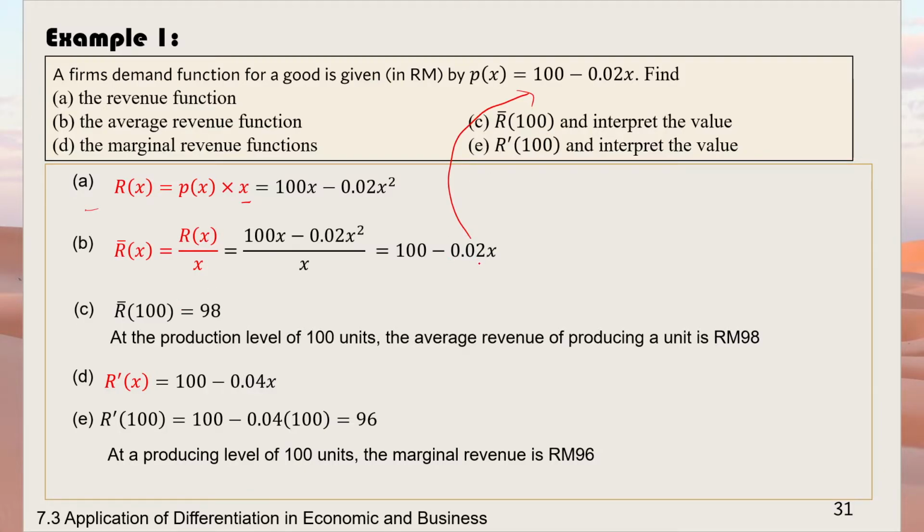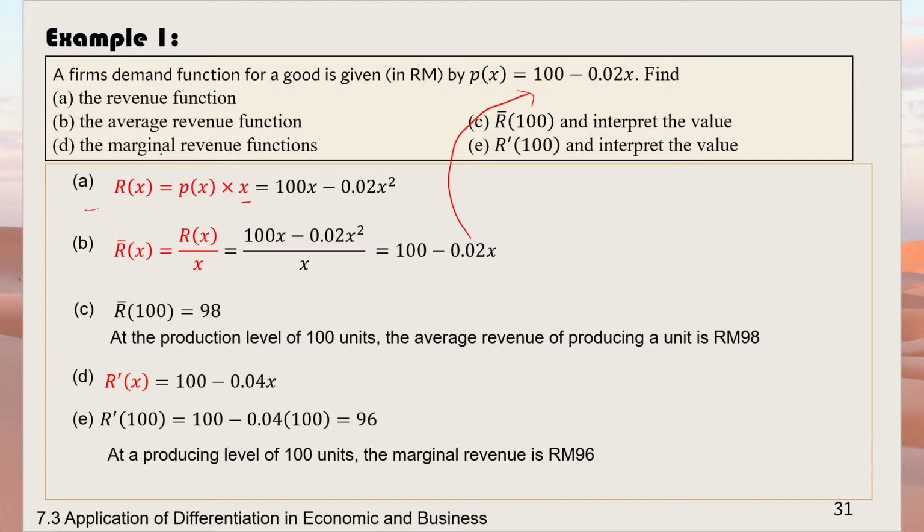So if you substitute inside, you will get 98. So the interpretation of this one is at the production level of 100 units, the average revenue, the average money you can get, you have to remember revenue is not profit. Revenue is the amount of money you're going to get if you sell. It's not profit. Also, the average revenue producing a unit is 98 ringgit.